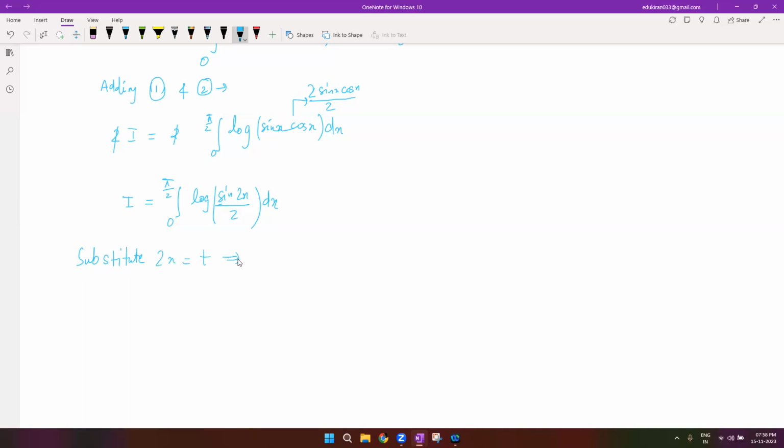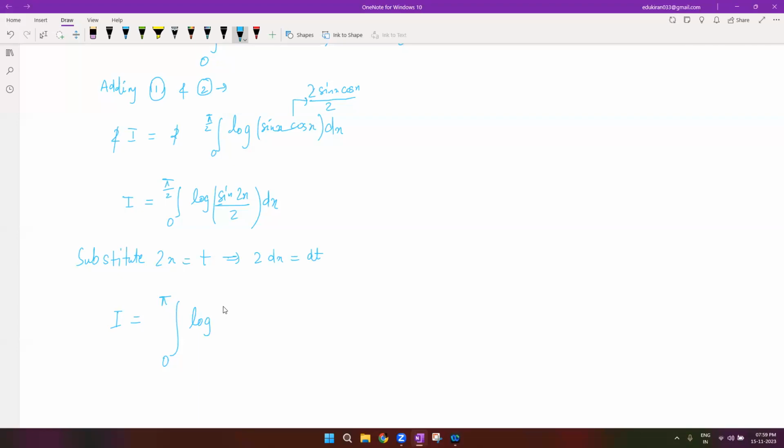Now you will see why we are doing this. If we substitute 2x as t, which means 2 times dx is equal to dt. So dx can be replaced by dt by 2. And you also know the limits. If x is 0, then t is also 0. If x is pi by 2, then t is pi.